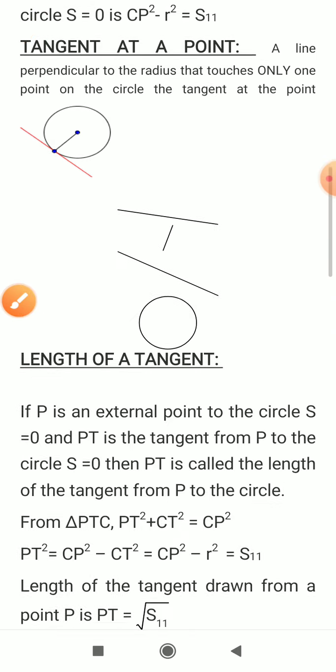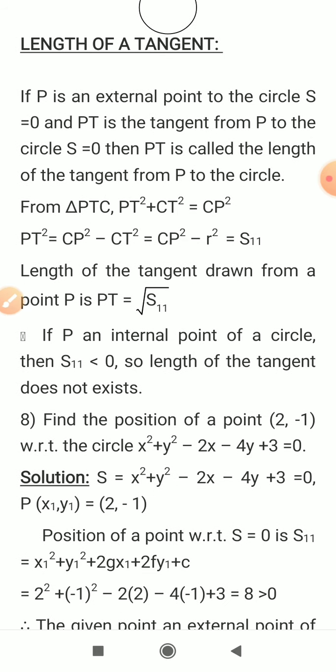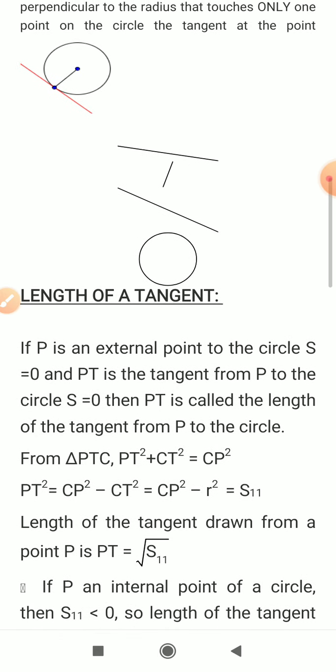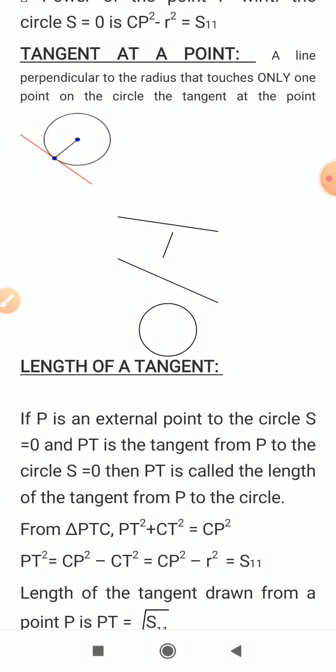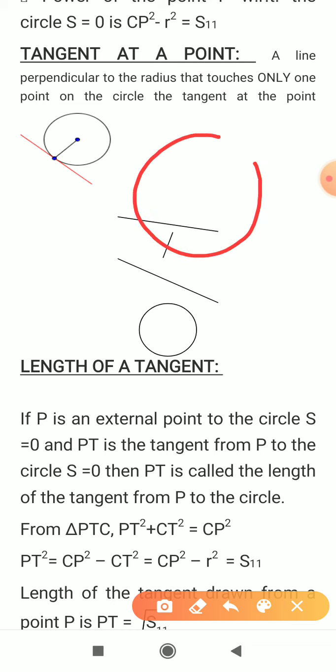Now, the length of the tangent drawn from an external point. So you observe here, I roughly draw a diagram like that. Suppose this is the circle with center C. This is an external point P. From this external point P, draw a tangent to the circle. Tangent means there is only one common point.